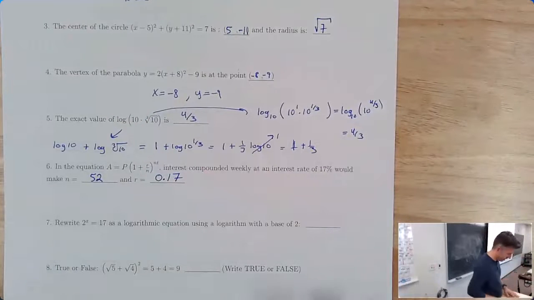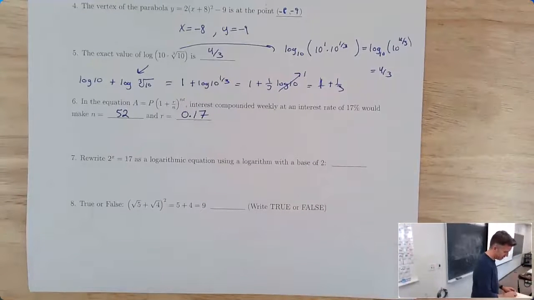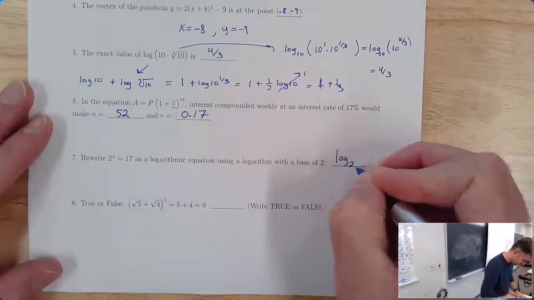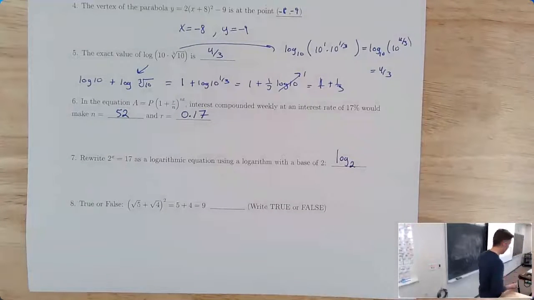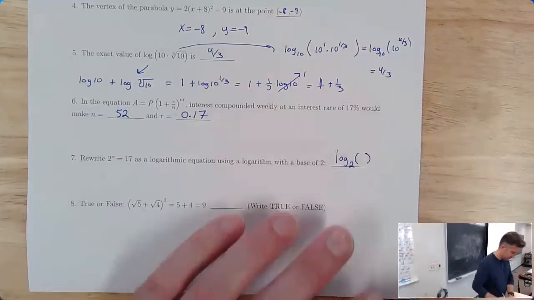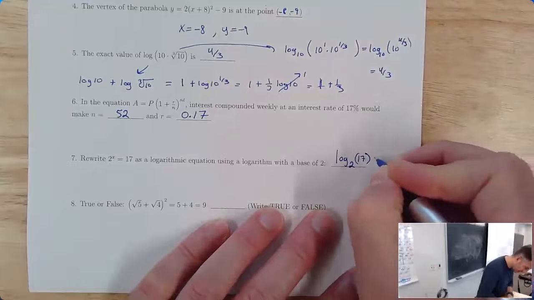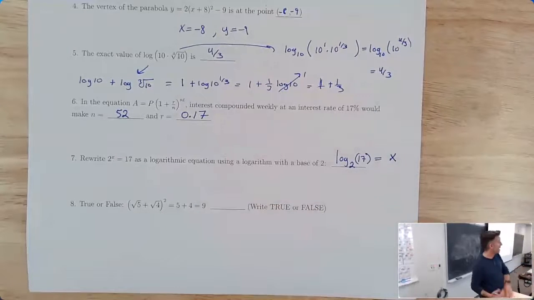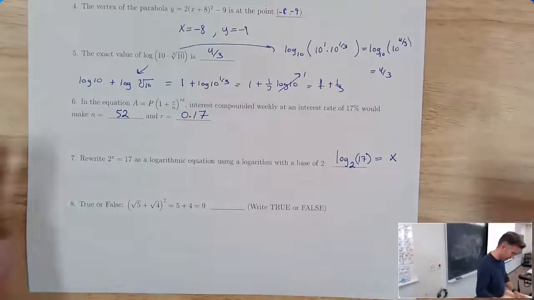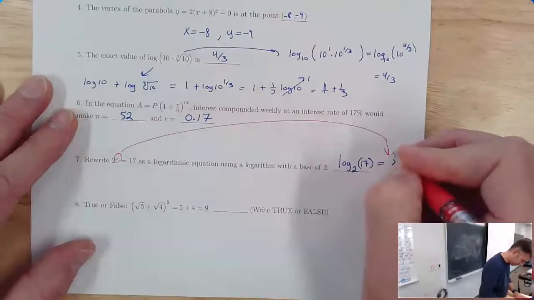Okay. Rewrite 2 to the x equals 17 as a logarithmic equation using the logarithm with a base of 2. So we're really just being asked to change this into a logarithmic expression. Our log is base 2 as requested by the problem. And it's log base 2 of what? Is it x or is it 17? Definitely 17. Because the logarithm should equal whatever the exponent was in the previous example. So the log base 2 of 17 should equal the thing that was the exponent, which was definitely x. Okay.